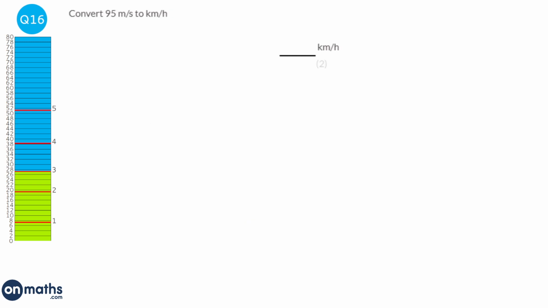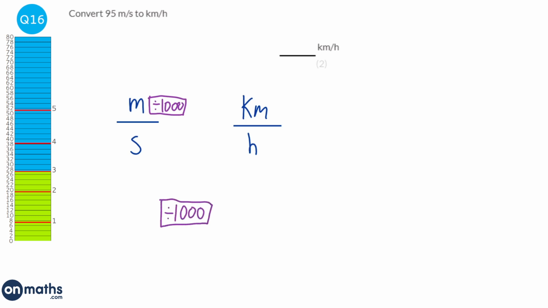So for this question, we need to understand that the units we currently have are in meters per second, and the units we want to convert them to are kilometers per hour. Now to convert the meters part is quite easy, because all we need to do is divide by 1,000. And when you divide the top of a fraction by 1,000, all you do is just divide the whole thing by 1,000.